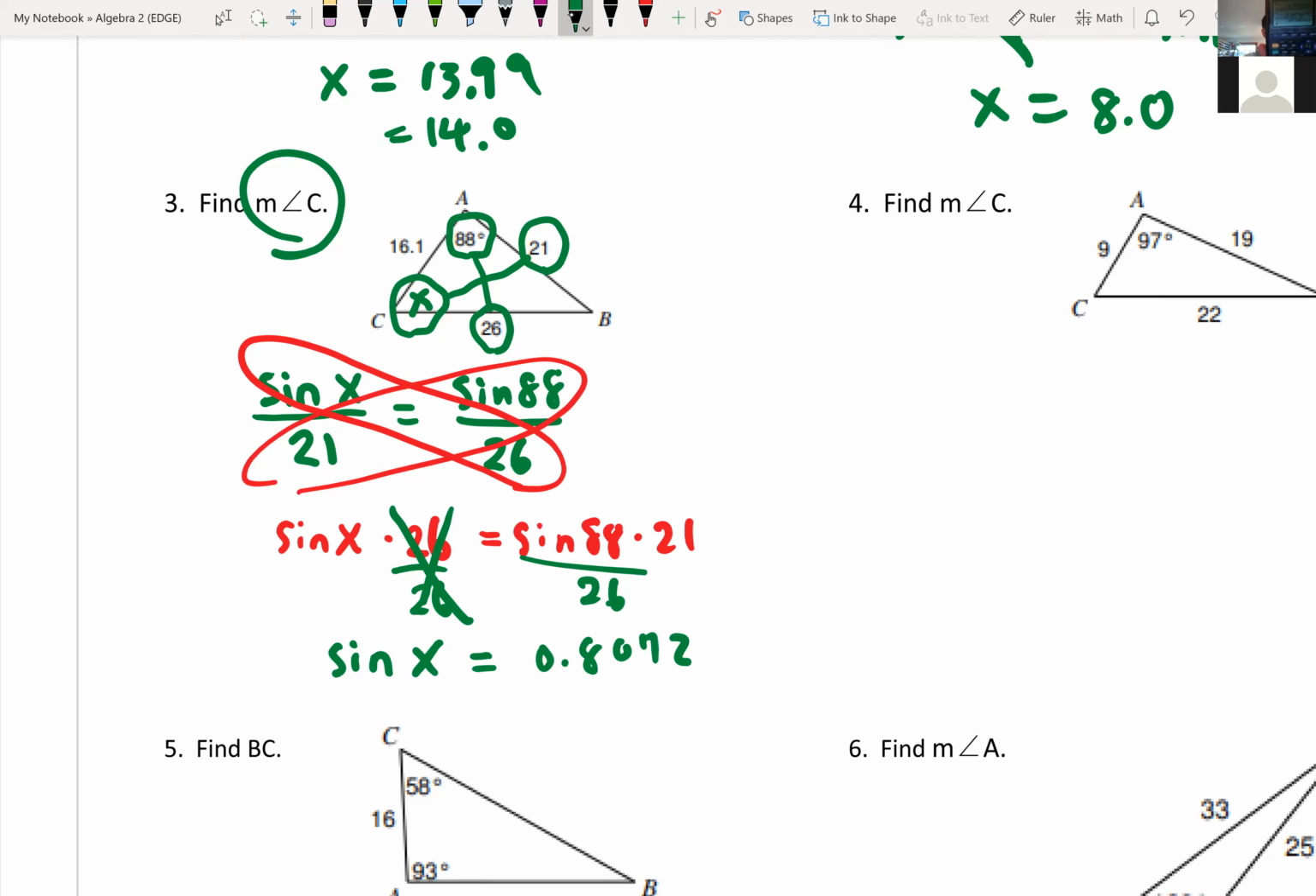Now, by the way, if you have a graphing calculator like mine, there is a way to save this long decimal number. Do you guys know how to do that? If you're interested, please watch. I'm going to teach you how to save this number into one letter, a convenient place, so that you don't have to type in 0.8072, and you can be very, very accurate in your answer.